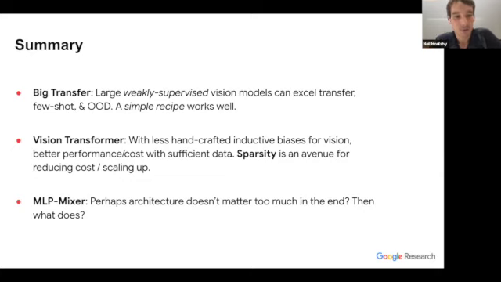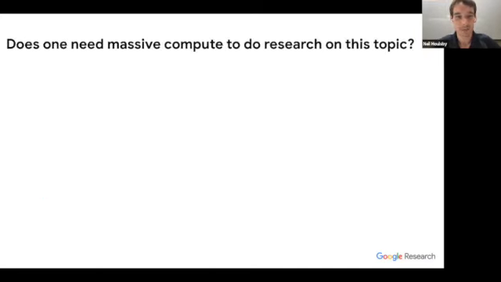So to wrap up, I've talked about Big Transfer, the simple recipe for CNNs, letting the data do the talking, and the vision transformer, and sparsity as an interesting avenue for scaling up, using one's compute in the important parts of the data. And finally, MLP-Mixer demonstrated that some of these architectural components didn't really matter in the end. And so the question is, what does matter? And I think that's also an interesting area of study.